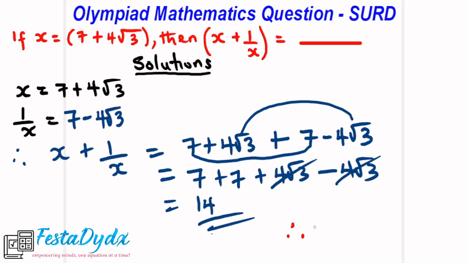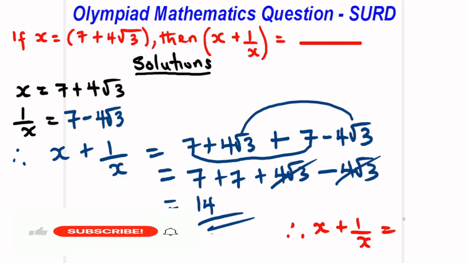So therefore, the value for x plus 1 over x is equal to 14. This is the answer for this question.